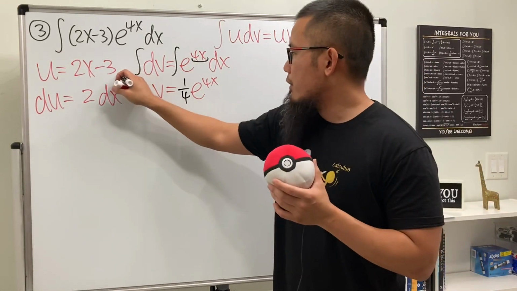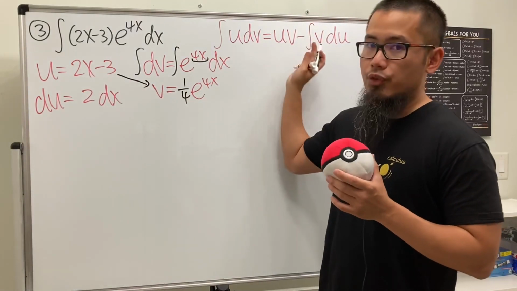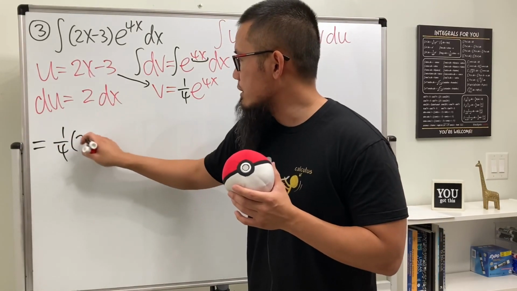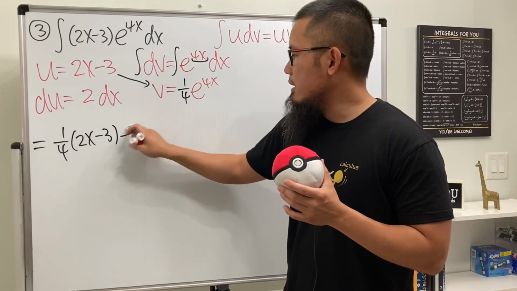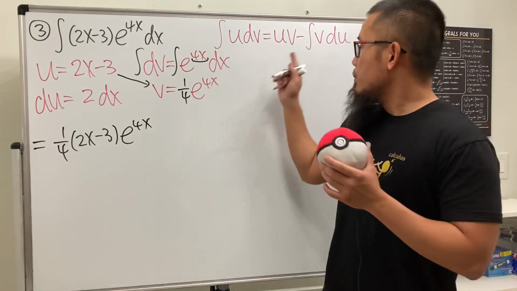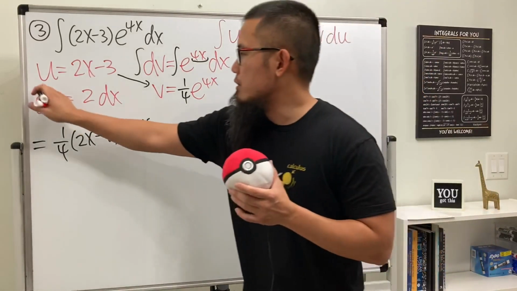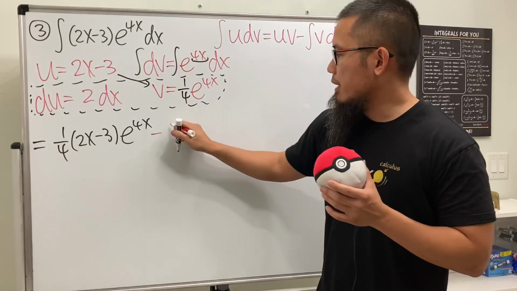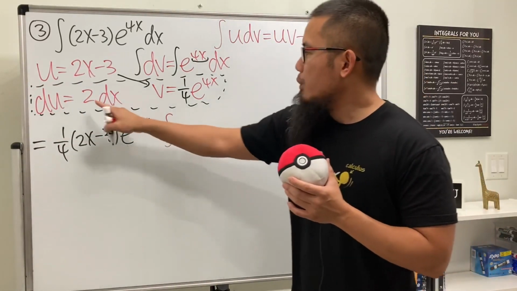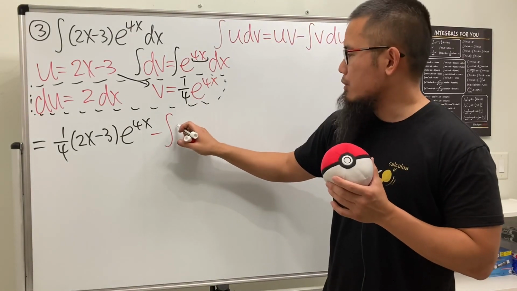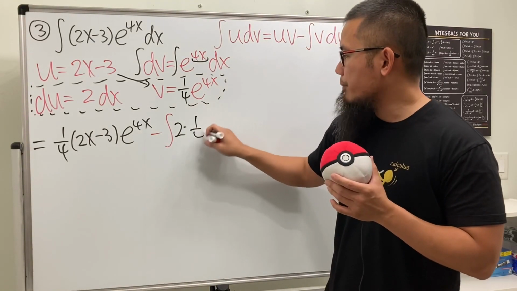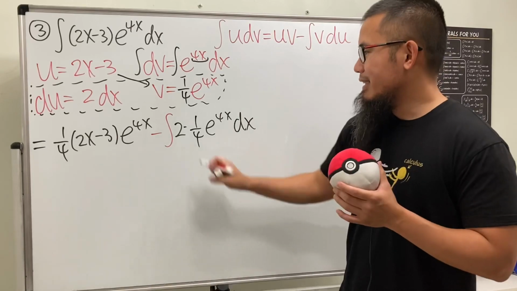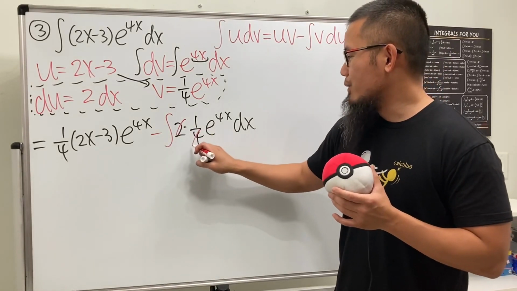Alright, so first part of the answer, this times that, that's the uv. So I will put down the 1/4 right here and then multiply with 2x minus 3 and then e to the 4x. Then we continue, we will have to minus the integral, which is just the product of these two things from this row. And we will put down inside of a minus integral. And here we have 2 times 1/4. So perhaps I'll just write down all those things: 2 times 1/4, and then we still have the e to the 4x, and of course the dx. Alright, this right here is just of course 1/2.